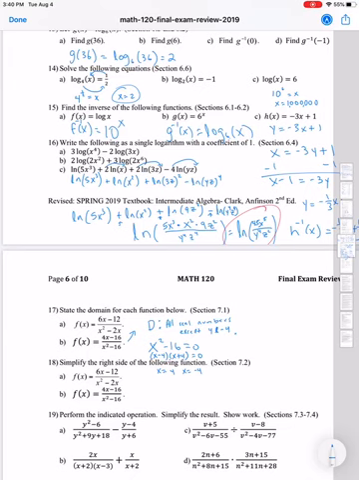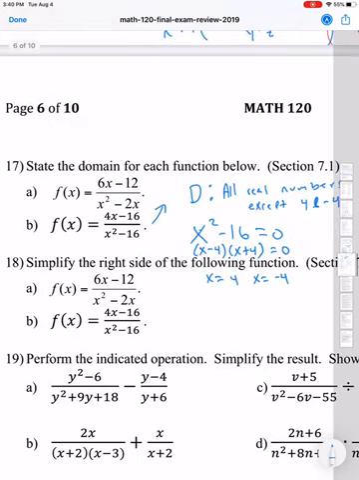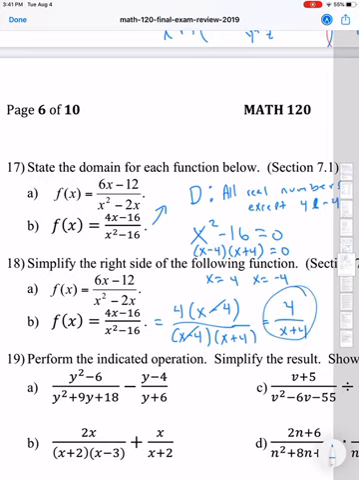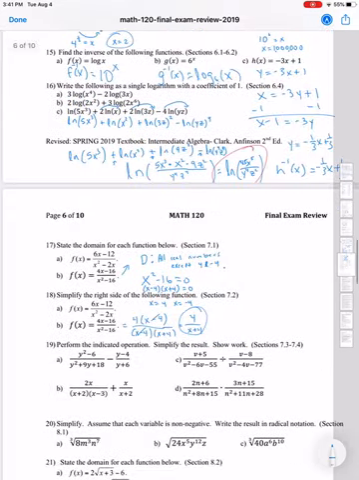Now on 18, notice the problems look the same, but they're asking you to do different things. On 18, they're asking you to simplify. So we're going to simplify the right side by factoring. On the top, what can I factor? I can factor out a 4. The bottom, we factored it on the top. Cancel like terms. You're left with this simplified. Okay, that's all they're asking you guys to do.